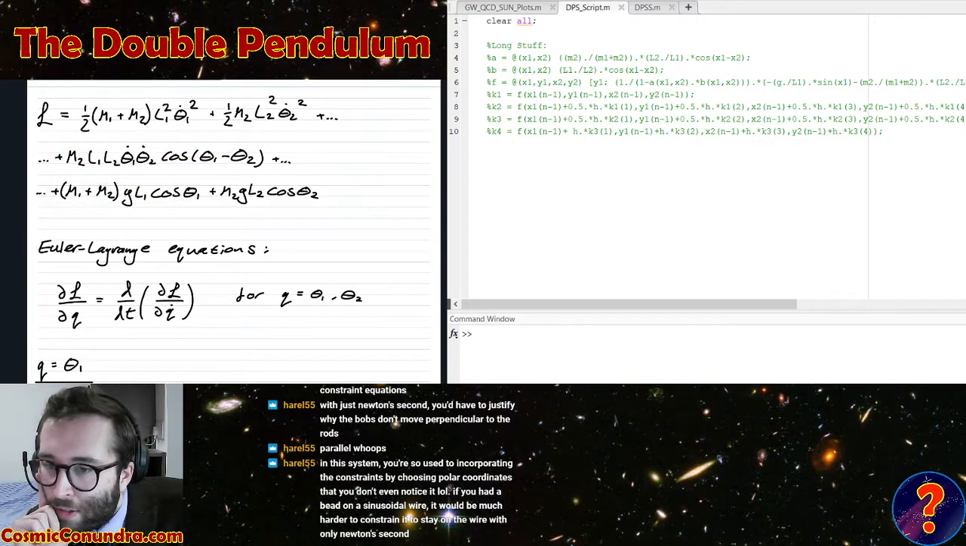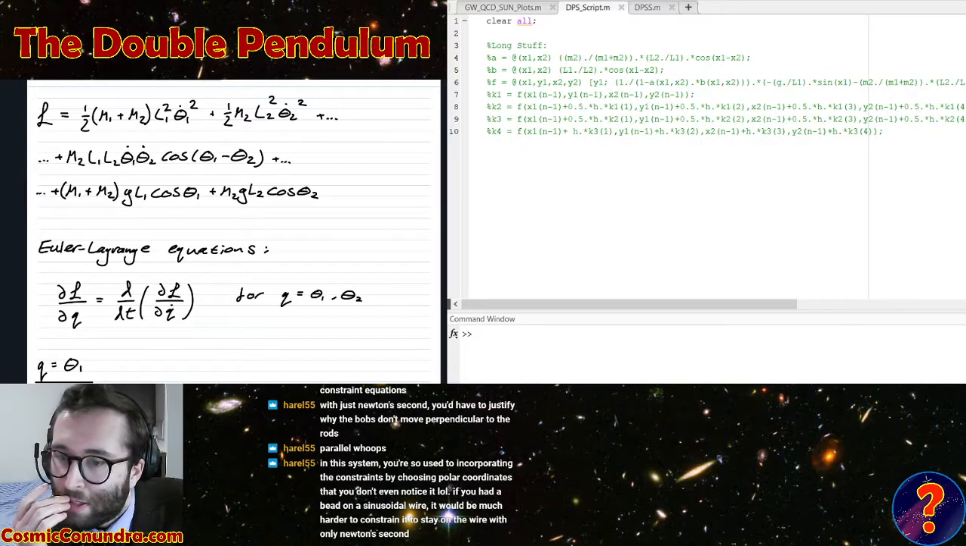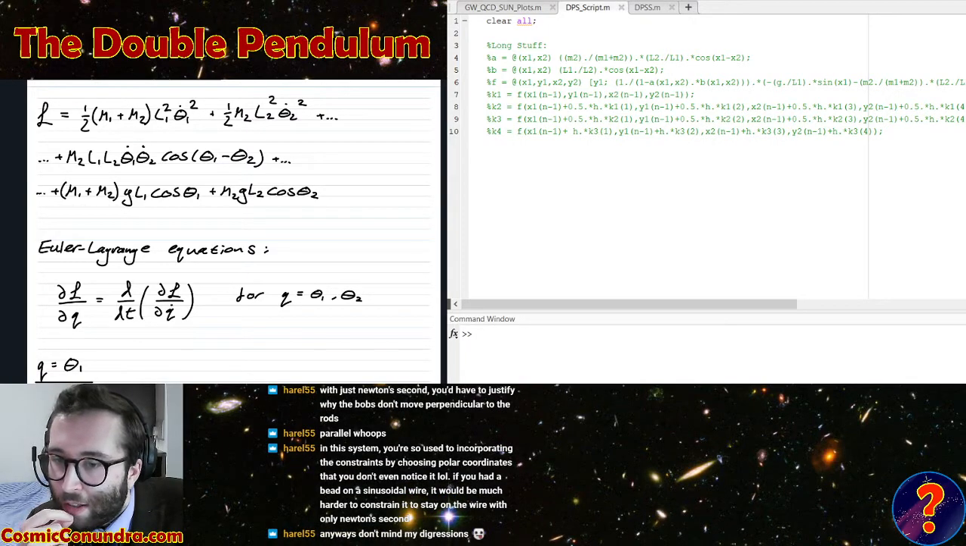In this system, you're so used to incorporating the constraints by choosing polar coordinates that you don't even notice it. If you had a bead on a sinusoidal wire, it would be much harder to constrain it to stay on the wire with only Newton's second law. Yeah, no, that's very true.